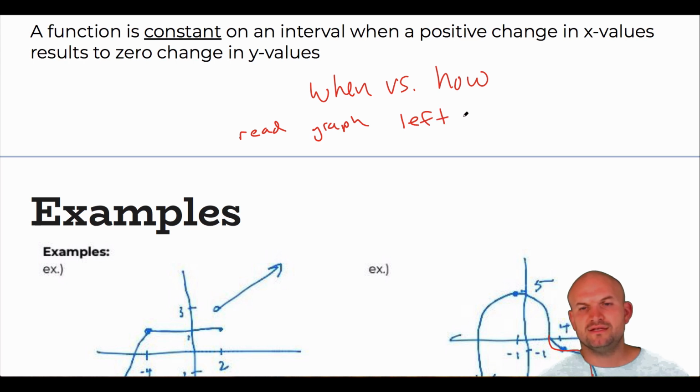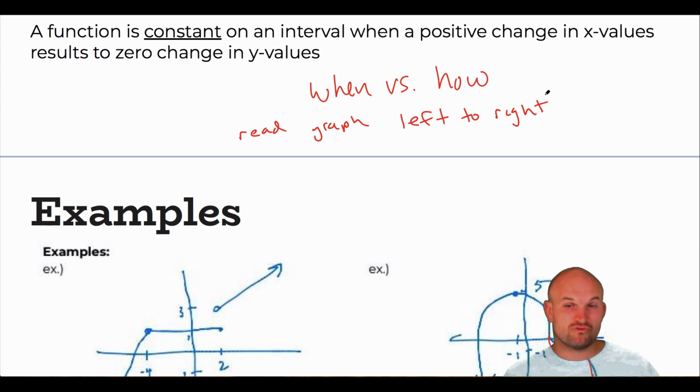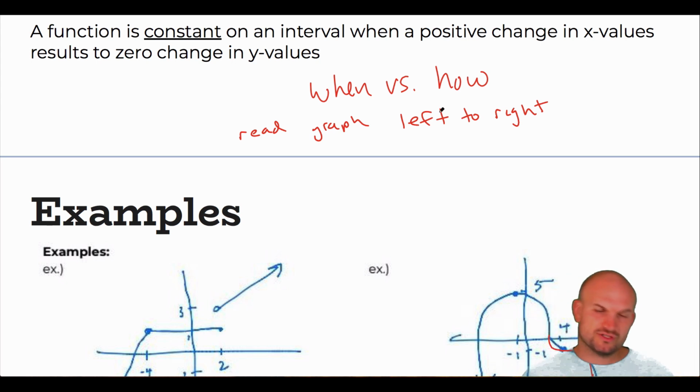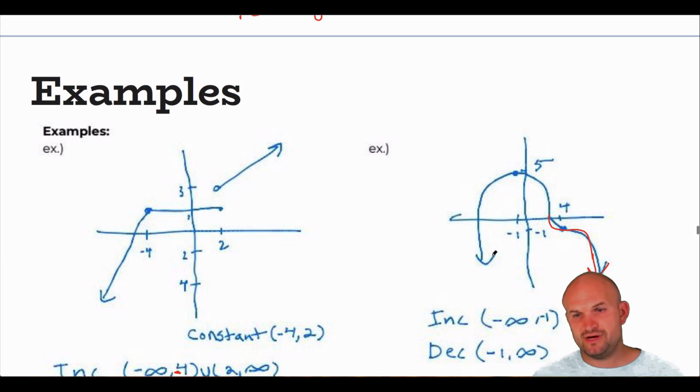They were thinking left to right. A lot of students were thinking that the graph was rising because they're reading it from right to left. So as we're reading it from left to right, you can see that this graph is going up, right? As I'm doing the x values going over here, you can see the graph is going up. So it's going up from -infinity to -1. That's when the graph is going up. How high the graph is going up, you could say from -infinity to 5. But when we're talking about increasing, decreasing intervals, we're talking about the when, not the how.